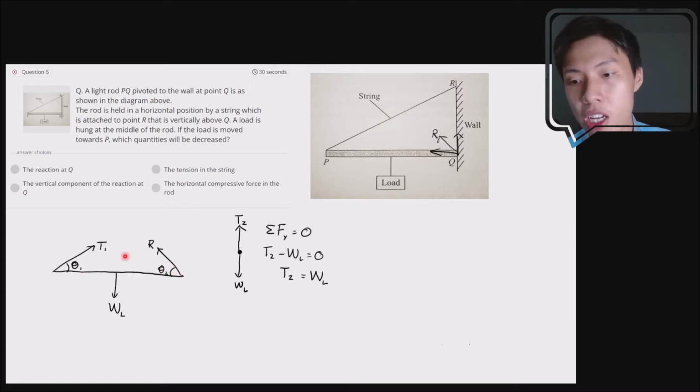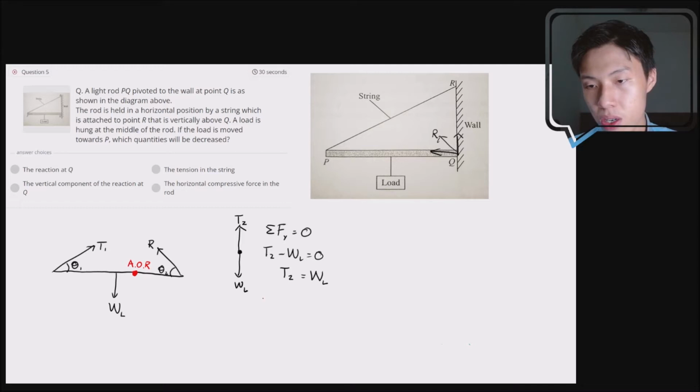So let's pick a random point. Let's pick this point as our axis of rotation. Okay, it's a random point, but I believe it will be able to solve the problem. So let's pick this point as our axis of rotation. If we pick this point as our axis of rotation, let's try to construct our equation. Okay, let's make a table then.